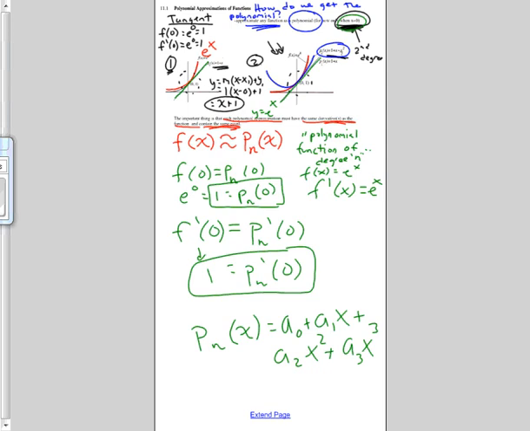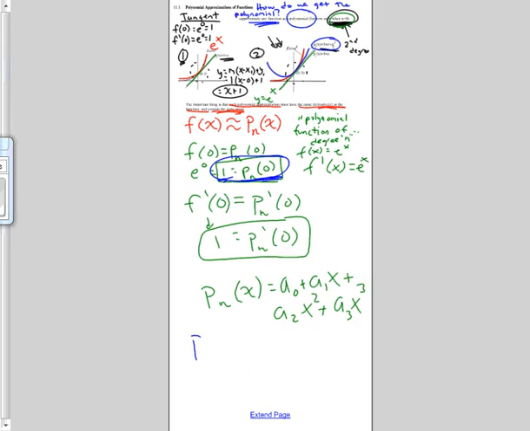Well, given that P sub n of 0 equals 1, well, P sub n of 0, if we put x as 0 in here, is just a sub 0. So we found our first coefficient. Since P sub n of 0 is a sub 0, and P sub n of 0 is 1, we know that a sub 0 is 1.